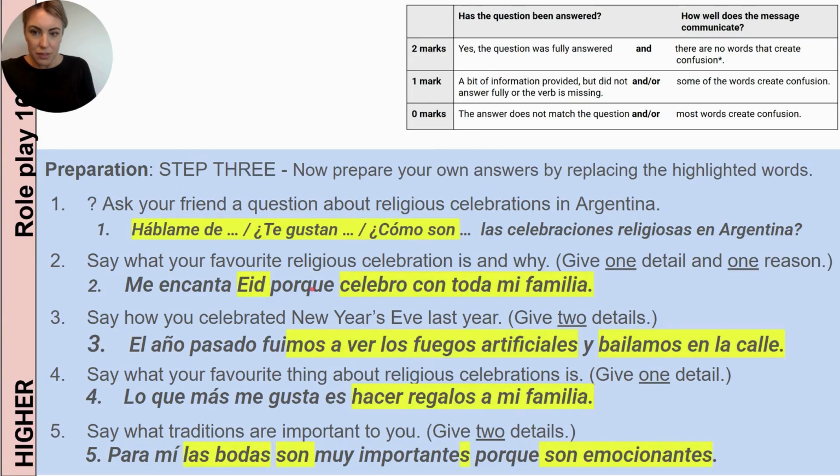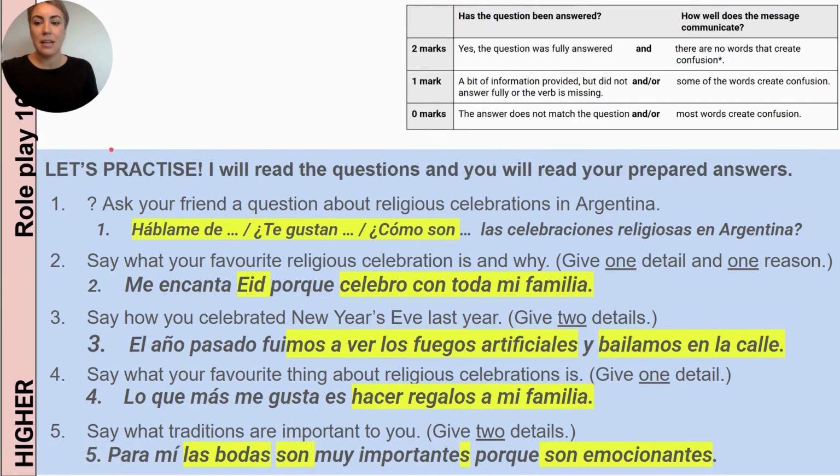Cool. So step number 3 is for you to prepare your own answers by replacing the highlighted words. So completely up to you if you want to use my model sentences and then replace the highlighted bits, or you want to change it all together. Take 5 to 7 minutes to do so. And then when you're ready, come back and we will pretend we are in the role play situation. Vamos. Okay. Bueno, pues now let's practice. I will read the questions and you will read your prepared answers from your preparation sheet.